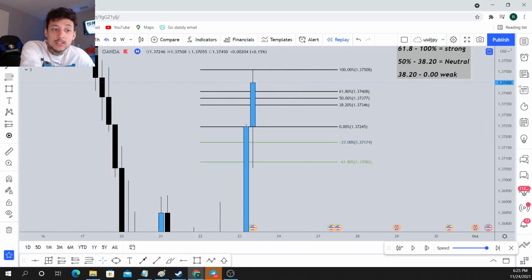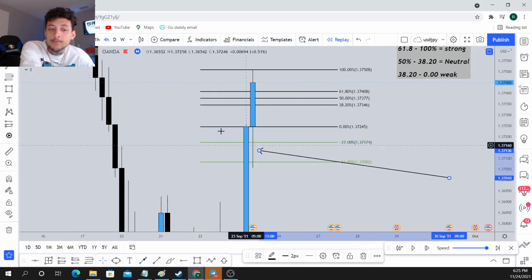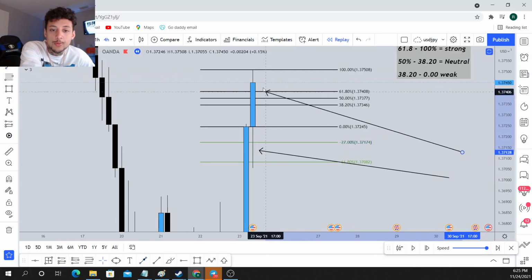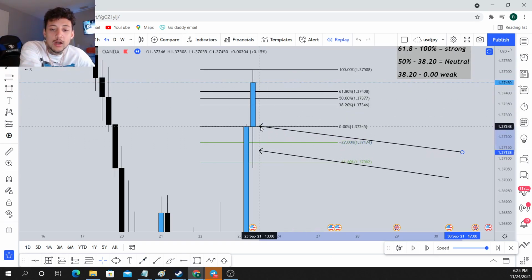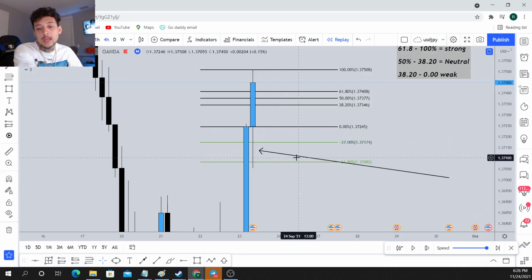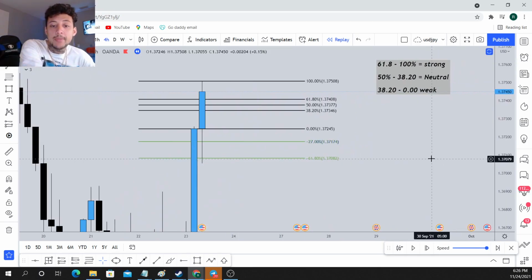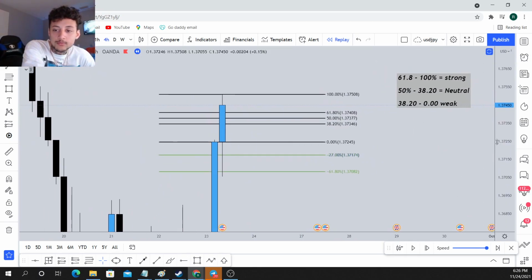This just adds confluence, meaning that this is already a strong closure. We closed from the open to the highest high within the top third. Now that we're incorporating how big this wick is, we can add that the candlestick left a big wick to the downside. It's a pretty strong bullish candlestick.